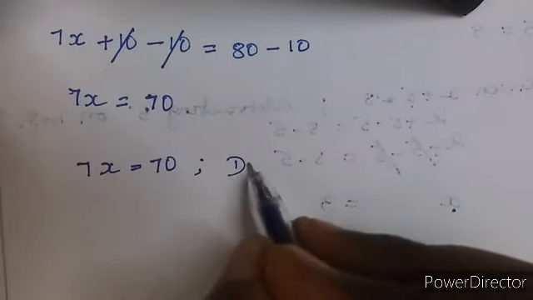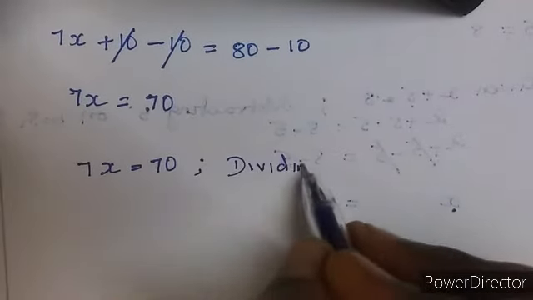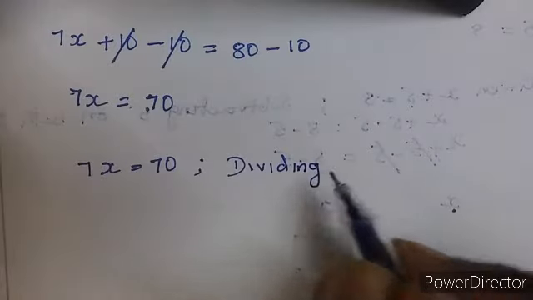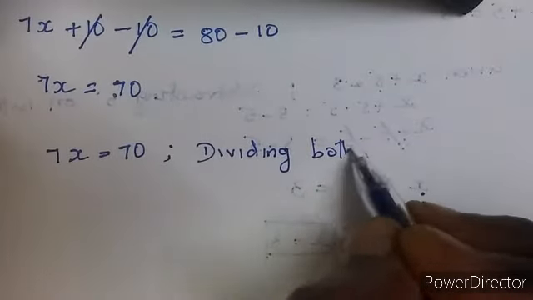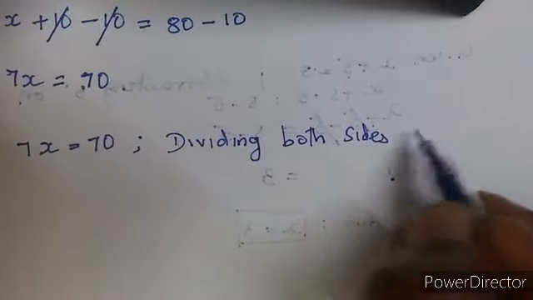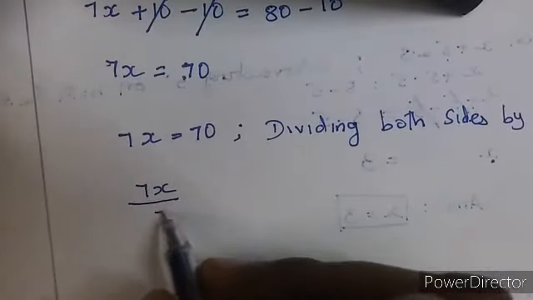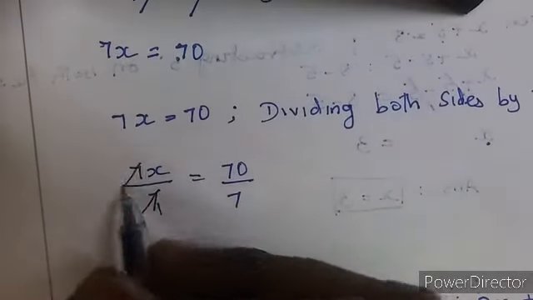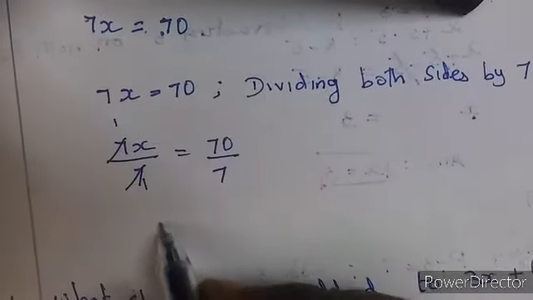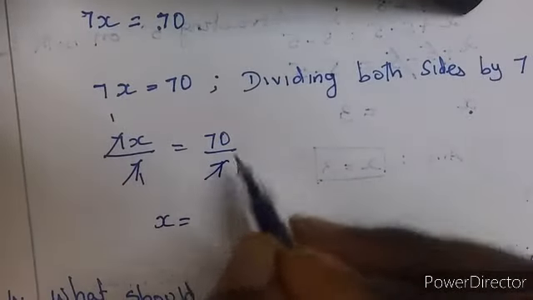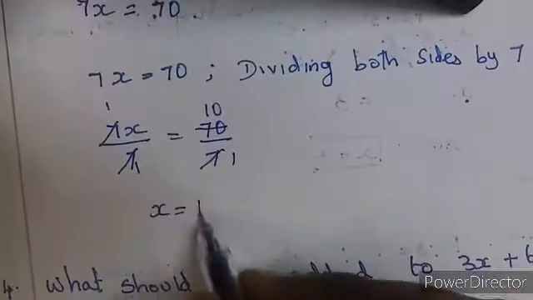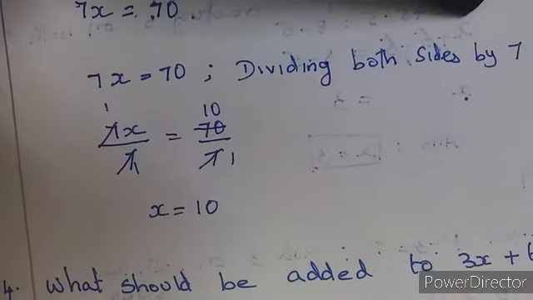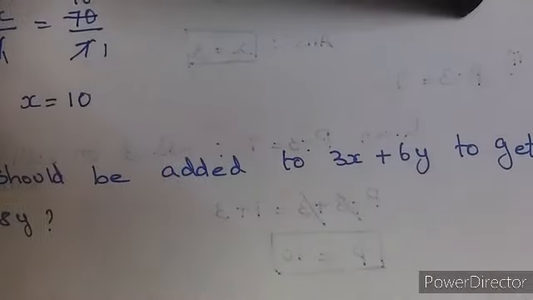So dividing both the sides by 7. So 7x divided by 7 equal to 70 divided by 7. 7 ones are 7, 7 tens are 70. So now x equal to 10. Your answer is 10. Question number 4.